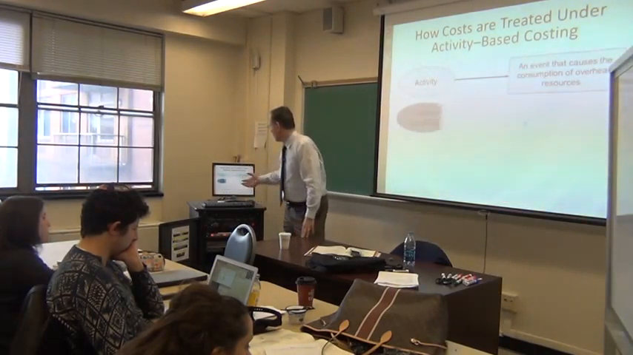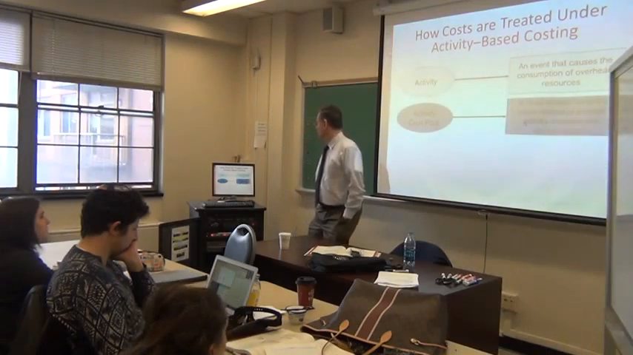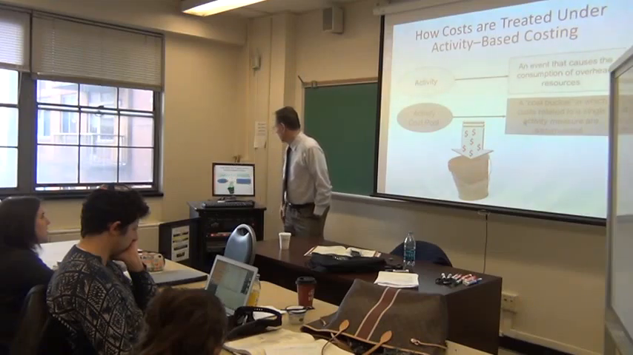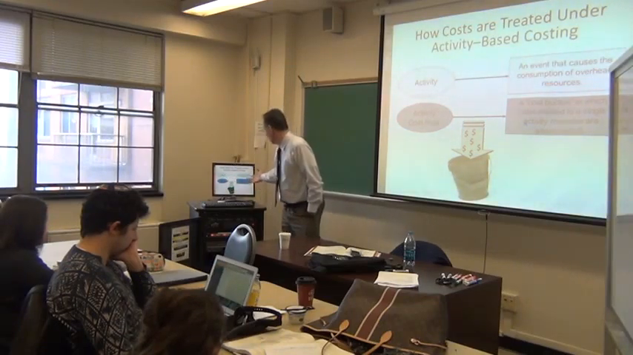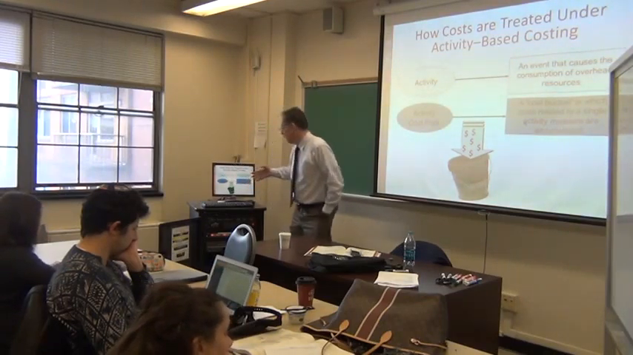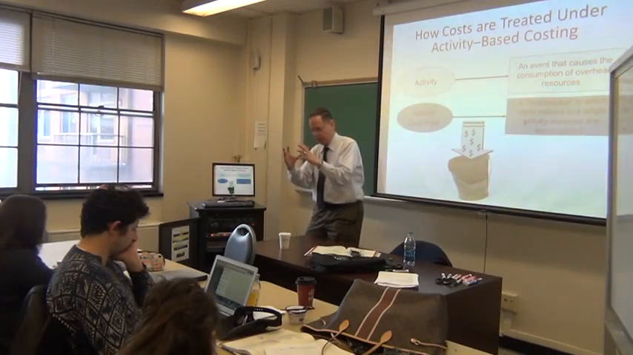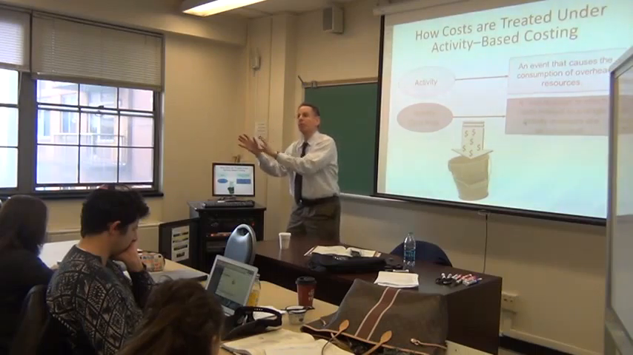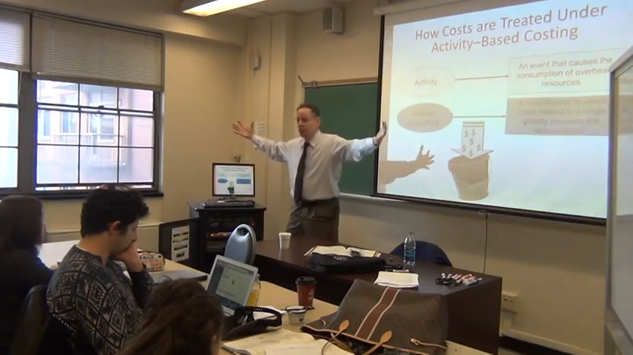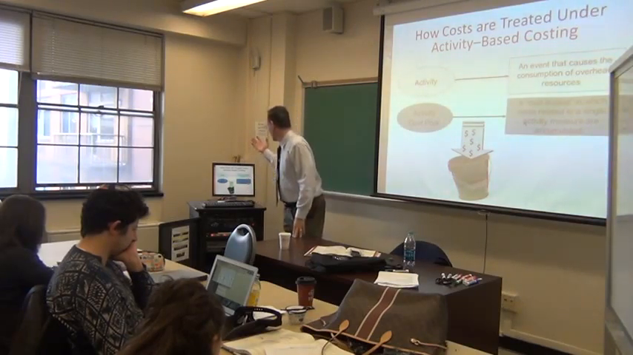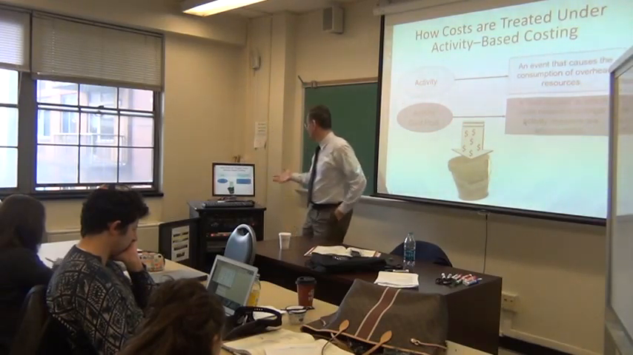A couple of terms. Activity: an event that causes costs to occur. And activity cost pool: we use this term to talk about a segment of the overhead that we've been using, and we're disaggregating into different pools. Not just one big pool, but separate pools. So a cost pool is a cost bucket in which costs related to a single activity measure are accumulated.